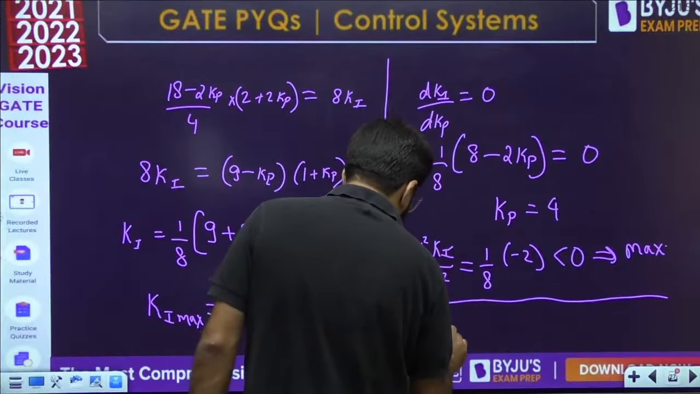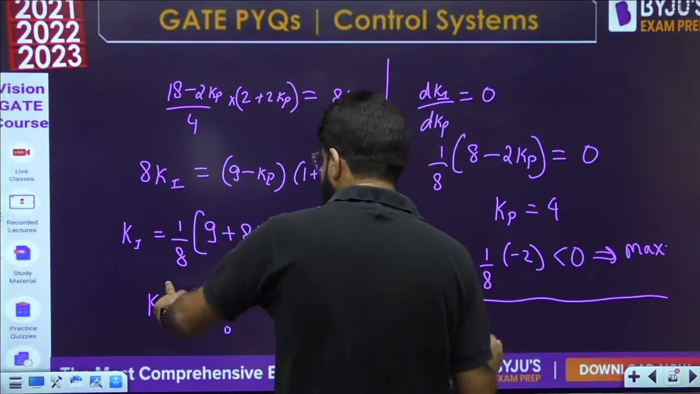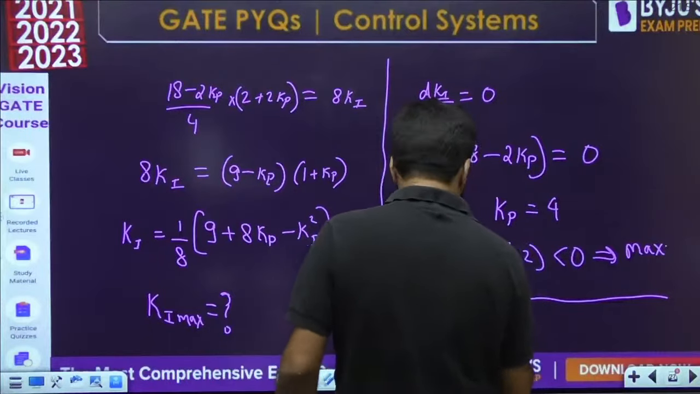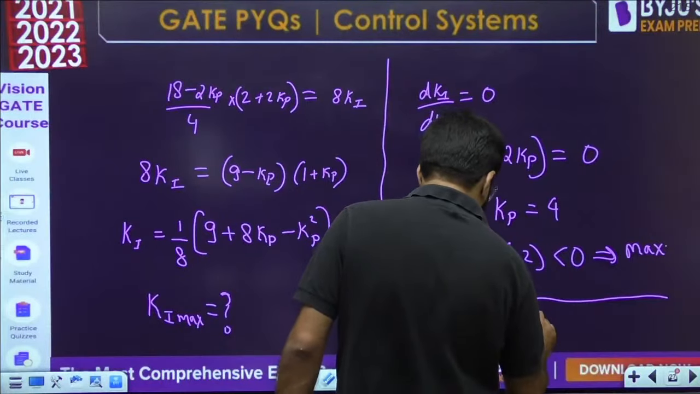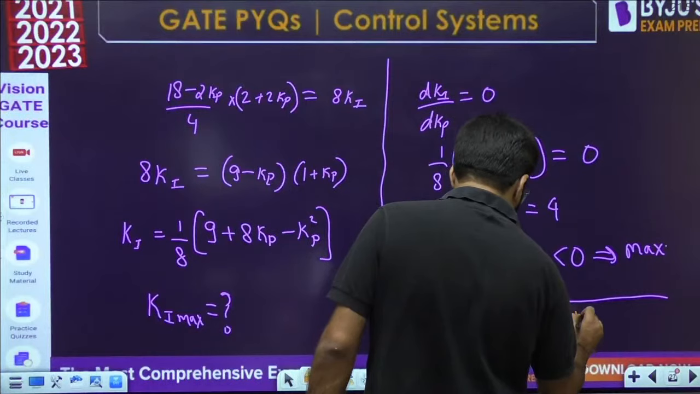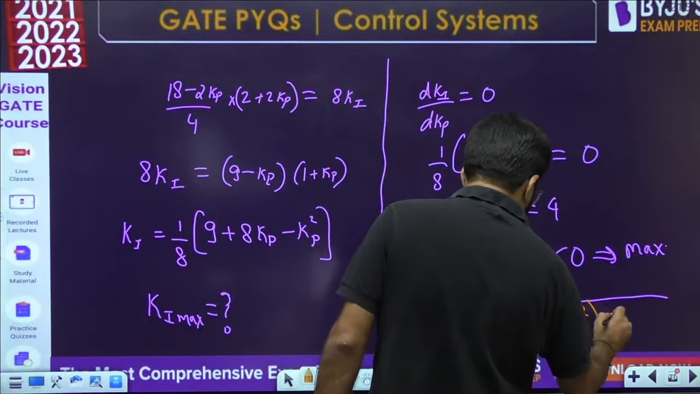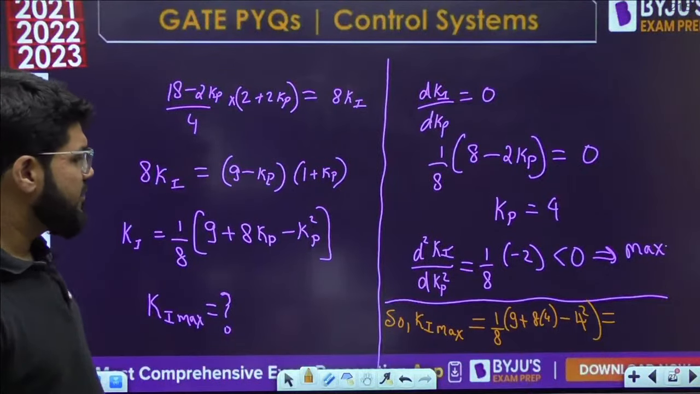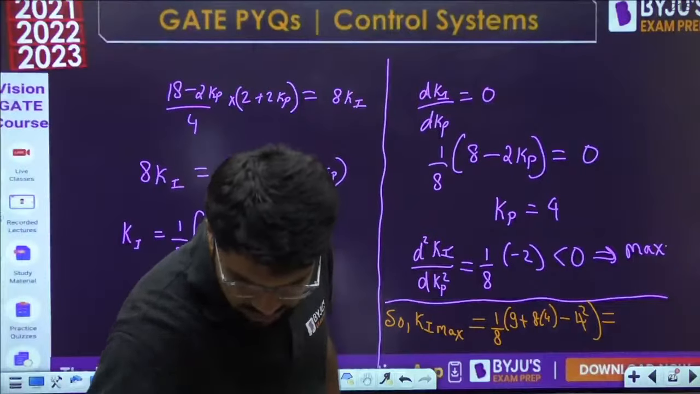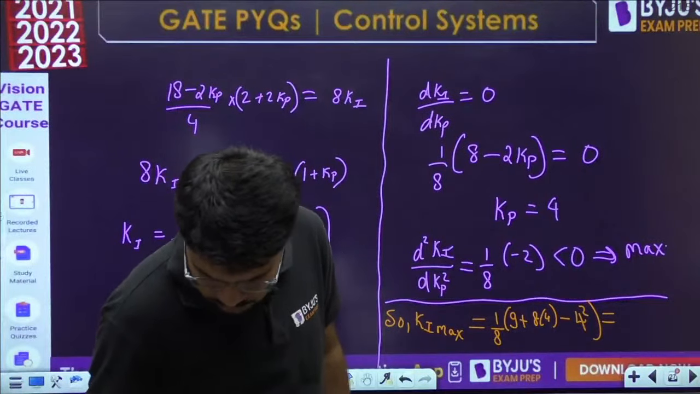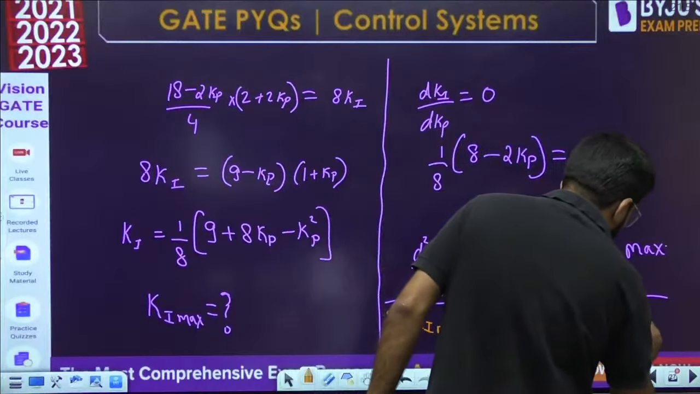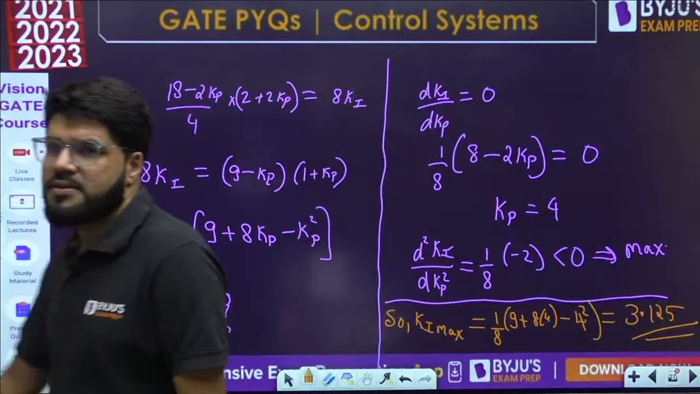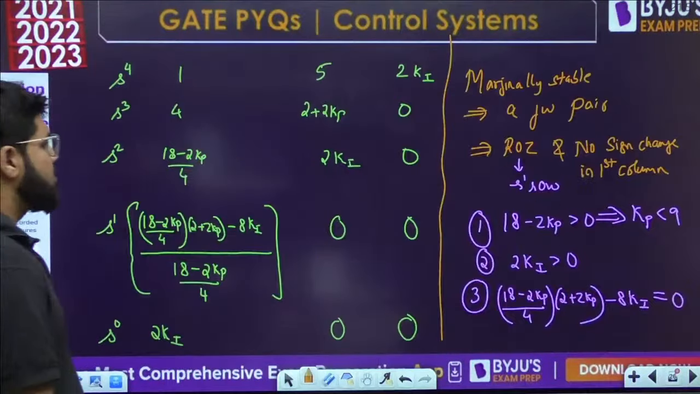They are asking what is the maximum value of the Ki. So the maximum value of Ki is obtained at Kp equal to 4. So 9 plus 8 Kp, Kp equal to 4, minus 4 square. Eventually 9 plus 32, 41. Actually 9 plus 16, 25. 25 by 8, that is 3.125, if I'm not wrong. Yeah, 3.125. Perfect. 3.125 is the right answer. Correct, the correct answer is 3.125.